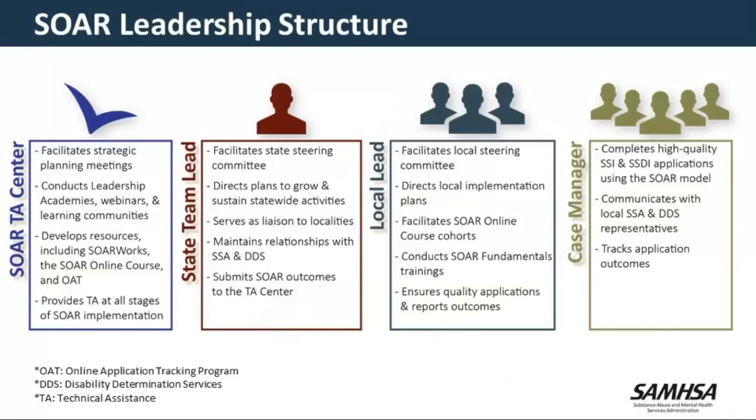So we've created an organizational chart of sorts that you can tell has a pretty flat structure. It includes the SAMHSA SOAR TA Center, all 51 state and district team leads, hundreds of local leads, and thousands of case managers. And we all have slightly different roles and expectations when it comes to providing training, answering questions, tracking outcomes, doing quality review, and assisting directly with applications. However, we are all ambassadors for the SOAR initiative and are united in ending homelessness for individuals with disabling conditions.